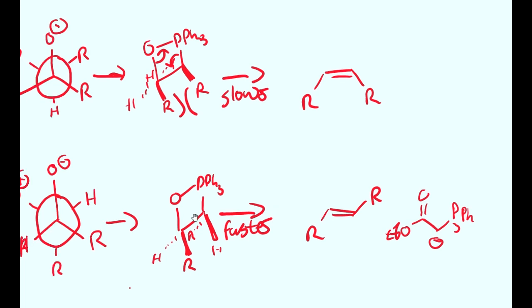If we want to reverse the selectivity of this reaction and get a major product of the E-configured alkene, there is a way we can do this, and that is using the Schlosser reaction, which is a modification of the Wittig reaction in order to get the opposite stereoselectivity, and I will show that in a subsequent video.